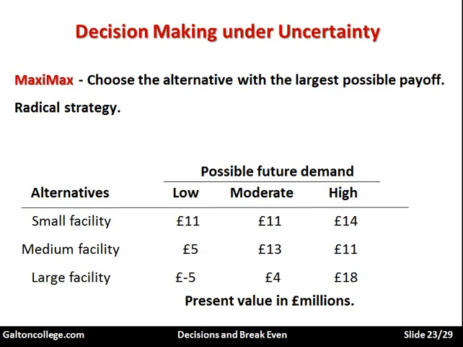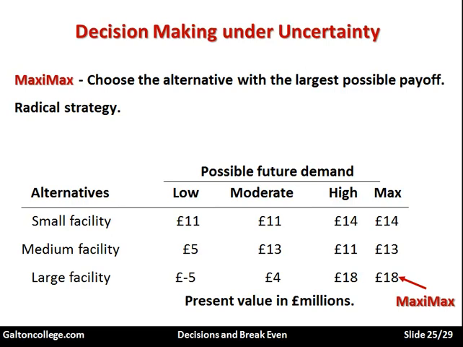Here's our matrix again. Same one as before. Different factory sizes or facility sizes down the left hand side and different demand possibilities over there. Now if we take the maximum, this is the maximum column on the right hand side. If we take that maximum, we go across the, let's say, a small facility. We have 11, 11 and 14. Well, the maximum is 14. For the medium, it's 5, 13 and 11. The maximum is 13. For the large facility, it's -5, 4 and 18. The maximum is 18. Now, the maxi-max is take the maximum of the maxima.